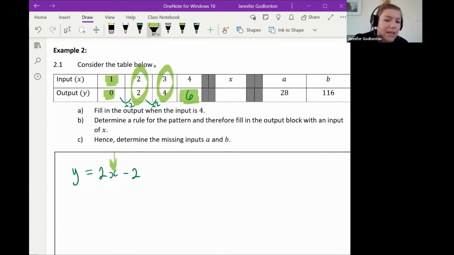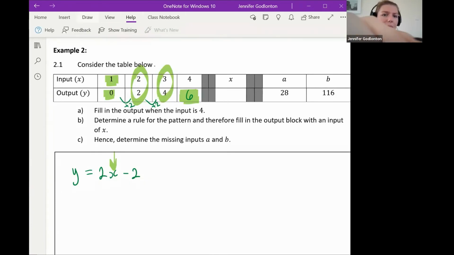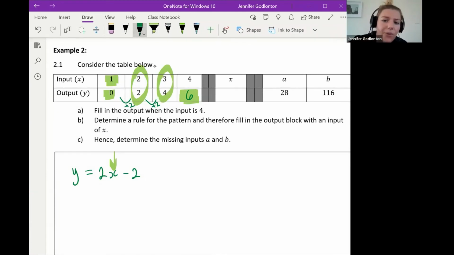Let's look at our next one. Our input is 3. 2 times 3 is 6. 6 minus 2 is 4. We got it right. So that means that y is equal to 2x minus 2. That is our formula. Okay.